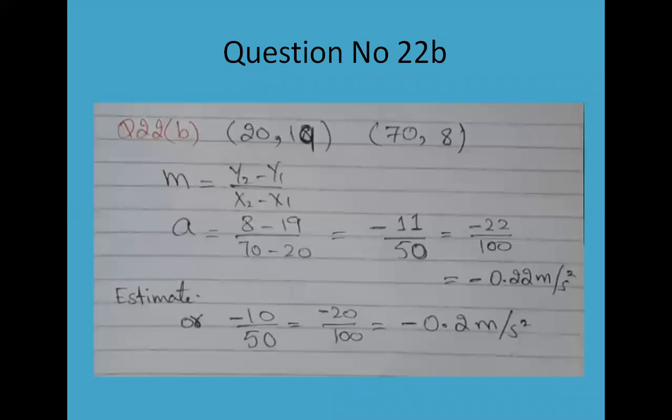I have taken 2 points on here. One point is (20, 19) and the other is (70, 8). So I will apply the formula m equals y2 minus y1 divided by x2 minus x1. So the acceleration is equal to this gradient. It will be 8 minus 19 divided by 70 minus 20, which equals minus 11 divided by 50. Multiply both the numerator and the denominator by 2, and you get minus 22 divided by 100. So adjusting the decimal, you get minus 0.22 meter per second square.